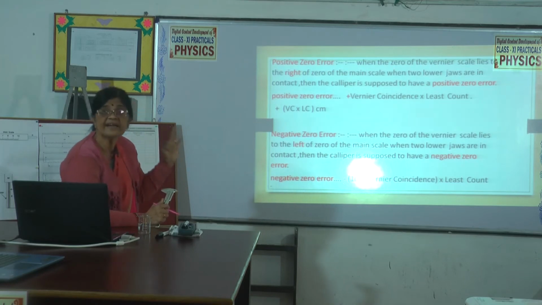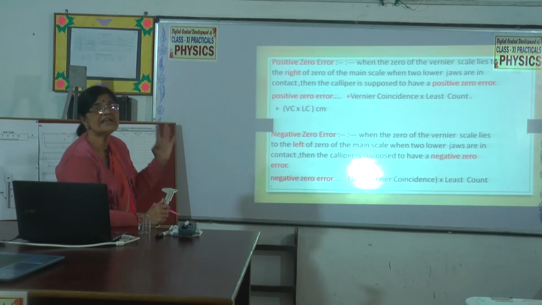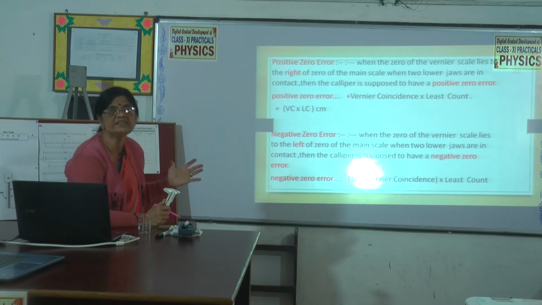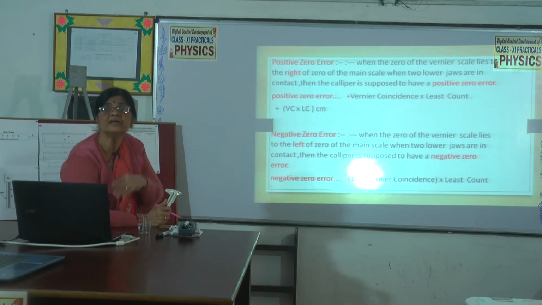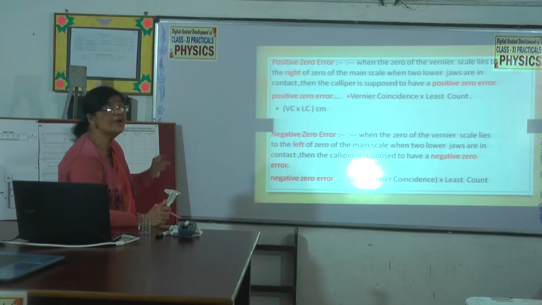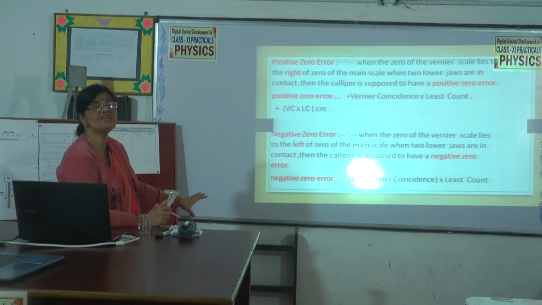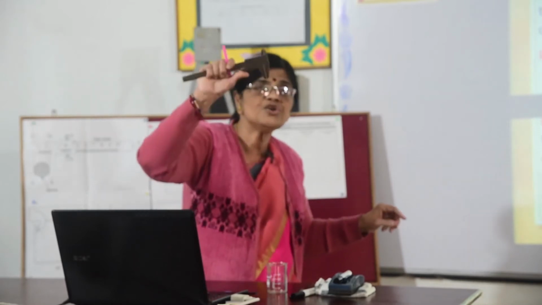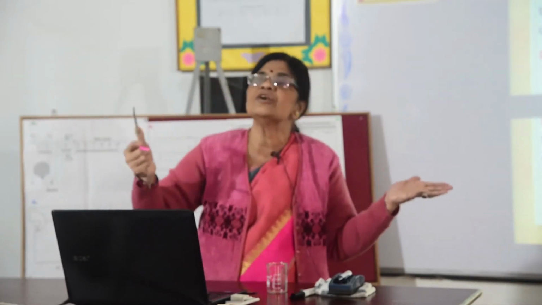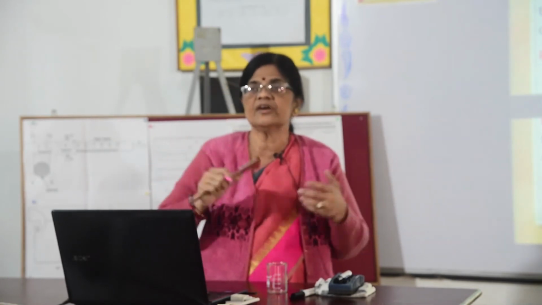Then we standardized the main scale, standardized the vernier scale, and calculated the least count. That part should all be entered again in your observation because you have observed it also. Then the zero error: you have written the definitions, but what is the zero error in your instrument? Each one has to record differently. Somebody might have nil, someone might have minus 0.01, and in this case it is plus 0.01. It has to be subtracted algebraically.